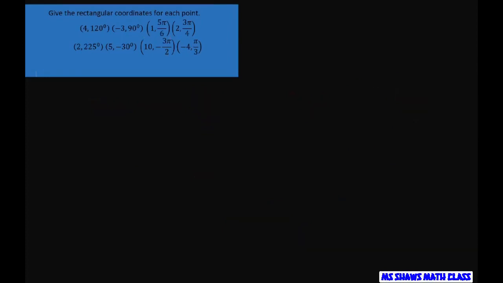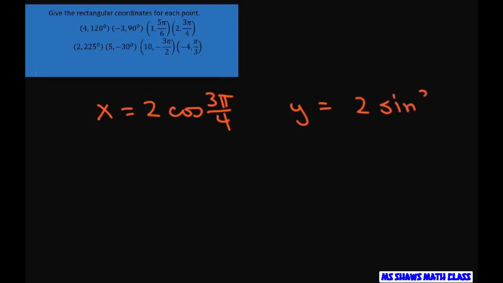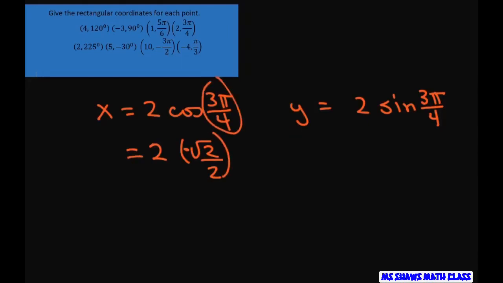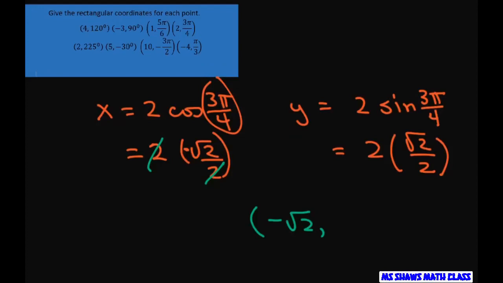All right, the next one is this one. So we're going to get x equals 2 cosine of 3 pi divided by 4, y equals 2 times sine of 3 pi divided by 4. So this gives you 2 times square root of 2 divided by 2, and this is going to be negative in quadrant 2. And this one's going to be the same thing, but it's positive, square root of 2 divided by 2. So these two cancel, and our ordered pair would be negative square root of 2, comma, square root of 2.